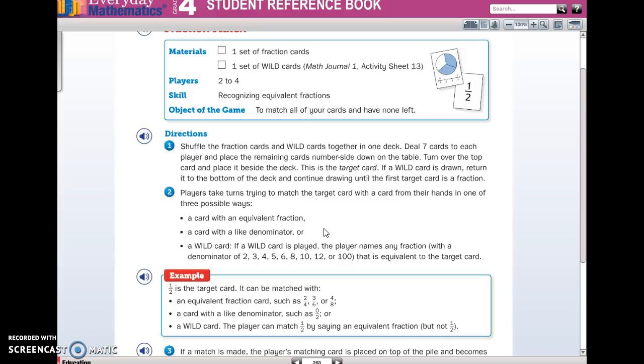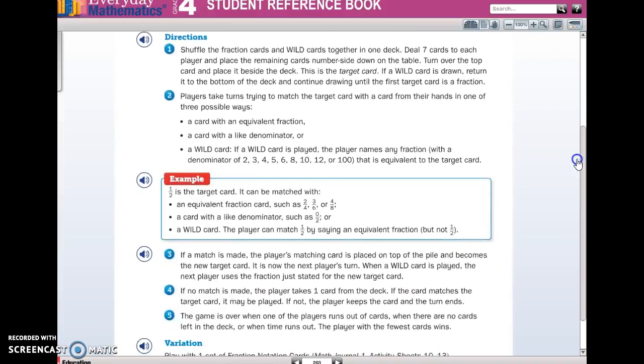So, we're going to play this game by trying to match that target card. And you can do that 3 ways, kids. A card with an equivalent fraction, that means it's the same. So we'll go over examples in a little bit here. A card with a like denominator, or by laying a wild card and calling out an equivalent fraction to the target card. Let's look at some examples here.